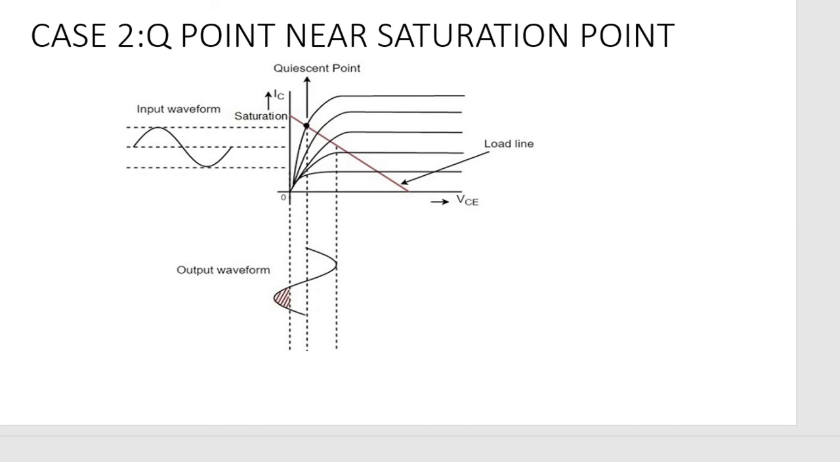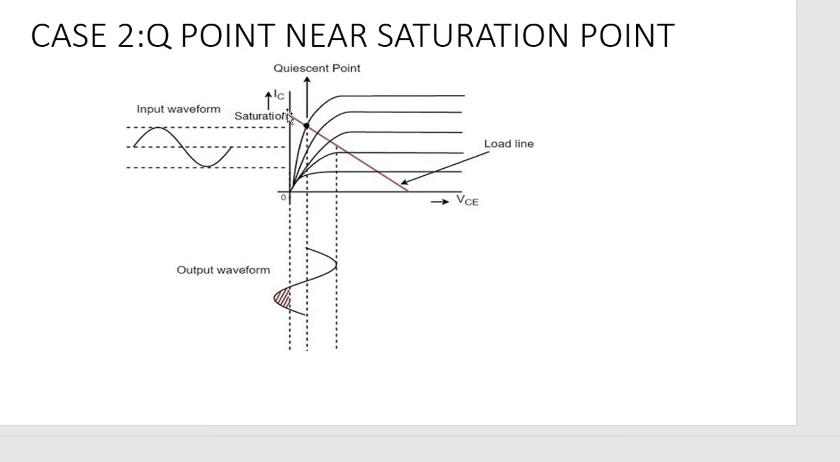Next, let us see what happens if the Q point is near the saturation point. So near the saturation point, this is our Q point. Q point means at this point, this will be the collector current and this will be the VCE and this will be the base current. Nothing but certain values of collector current, base voltage and VCE.